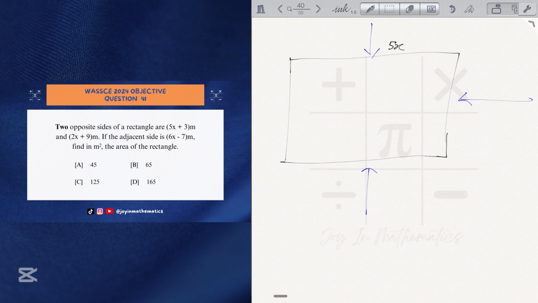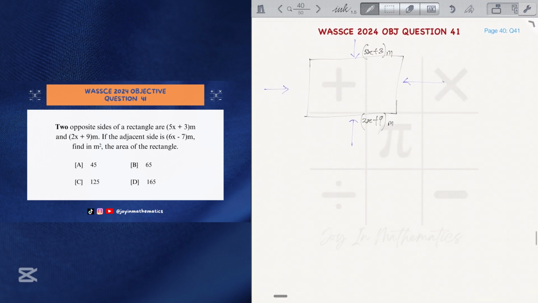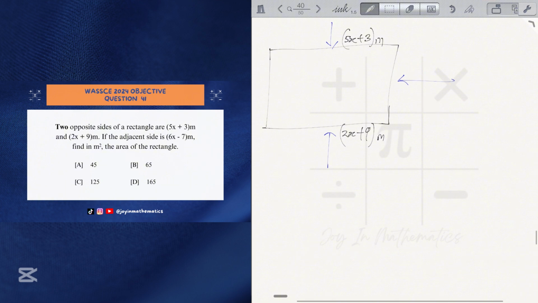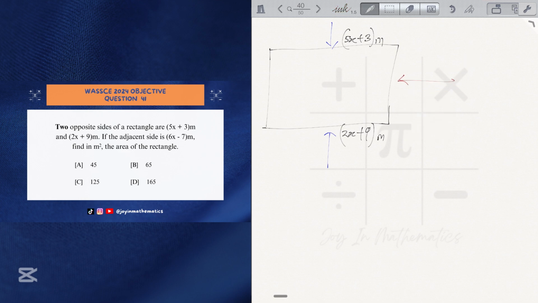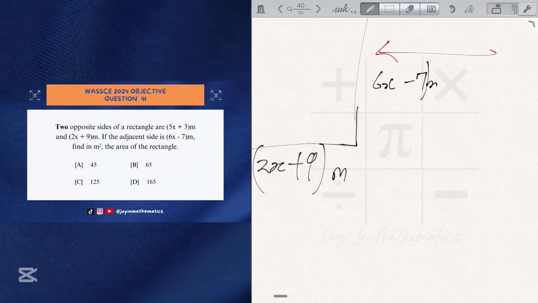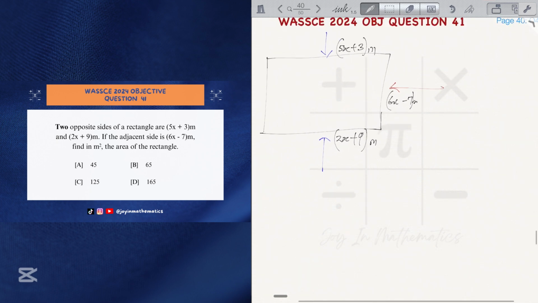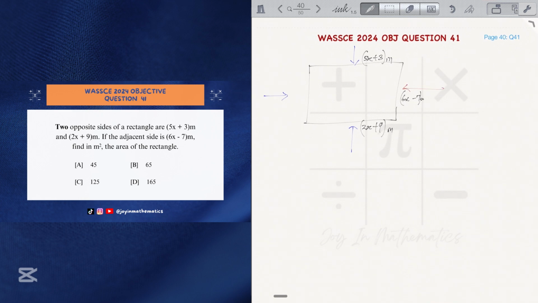So from the question, this side is 5x plus 3, and the opposite side corresponding to it is 2x plus 9. The unit is meters. We're given that the adjacent side, the other side, has a length of 6x minus 7 meters. We should find, in meters squared, the area of the rectangle. Of course, we know the formula for area is length multiplied by width.